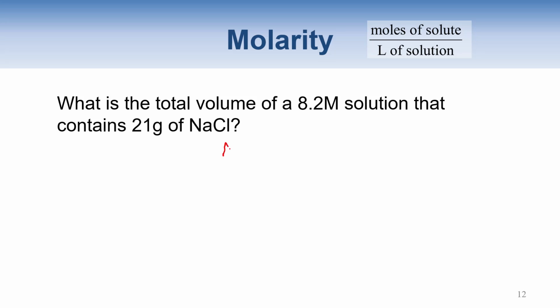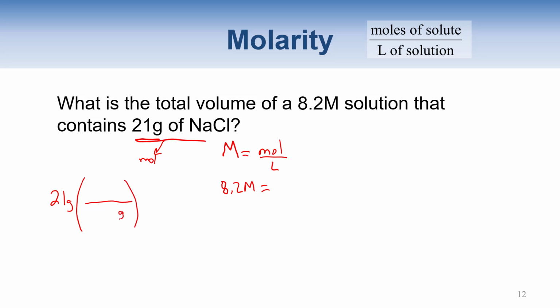So our equation: molarity equals moles over liters. So here we have an 8.2 molar solution. And we don't have moles or liters. We have grams. But we can convert this into moles. So 21 grams can be converted to moles by 1 mole is equal to the calculated mass from the periodic table.